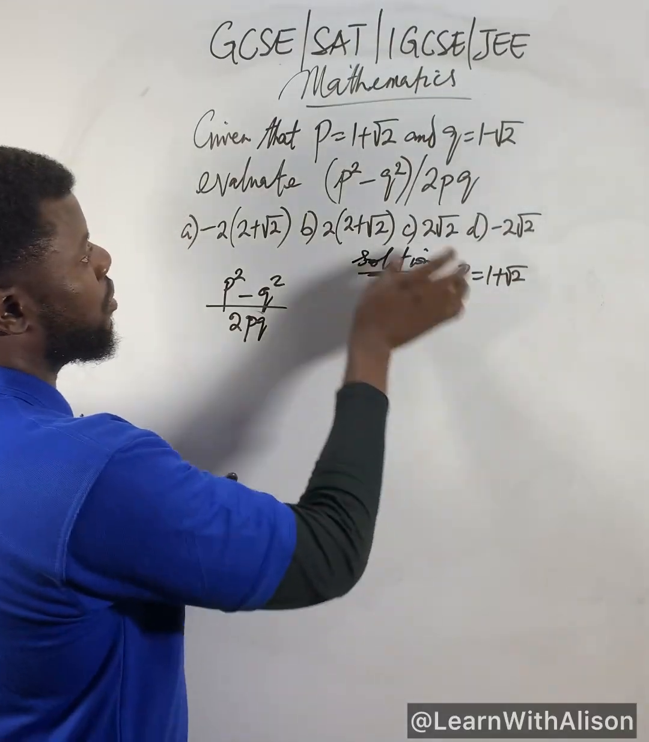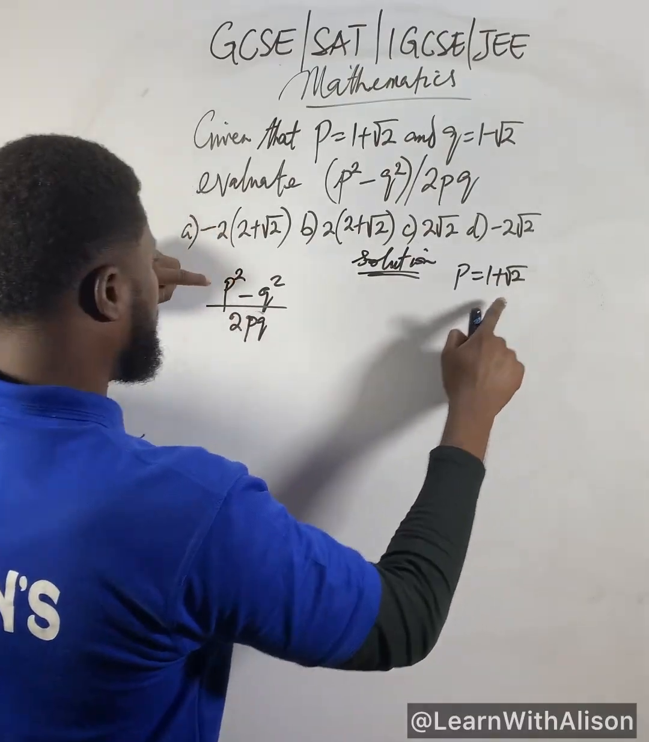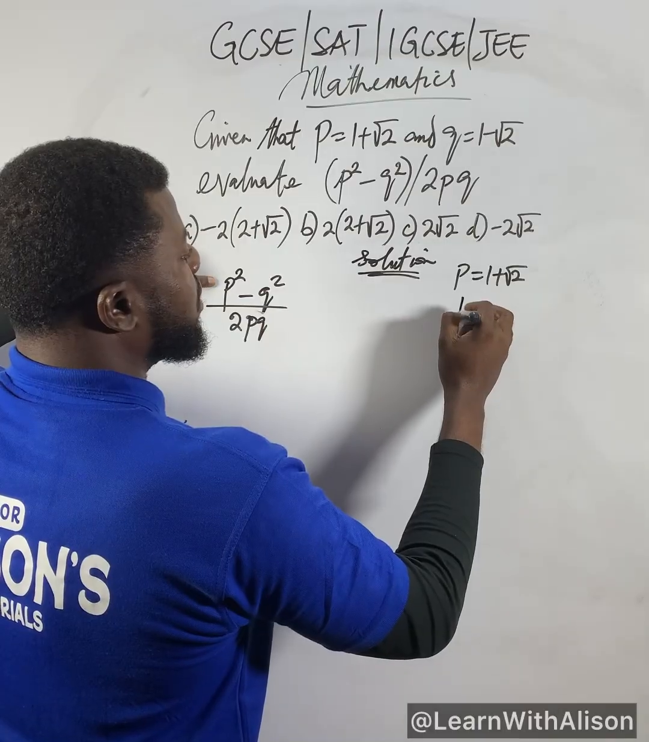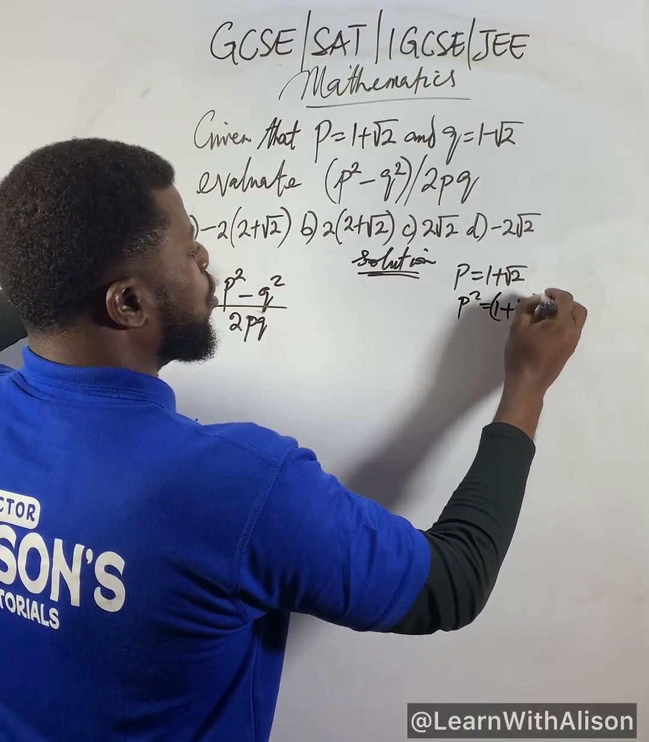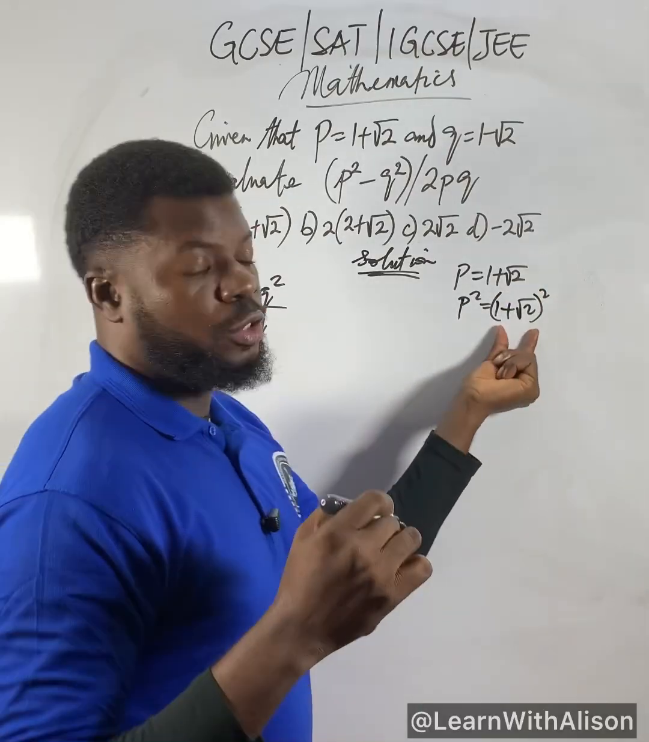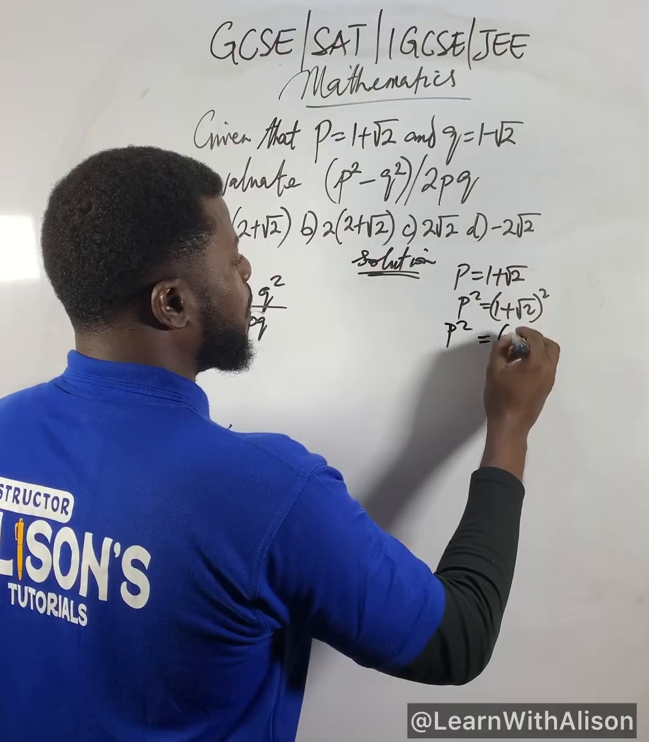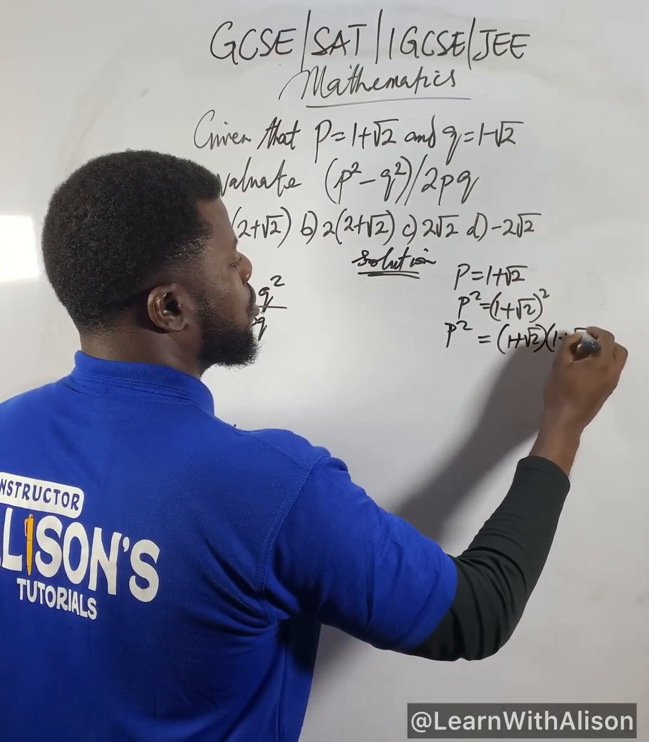So what do we need to do? Let's start off with P. Since P is 1 plus root 2, and here we are required to get P squared, we simply do something like this. P squared will be equal to the whole of 1 plus root 2 all squared. That means we need to duplicate this because of the square. So P squared will become 1 plus root 2 into 1 plus root 2.